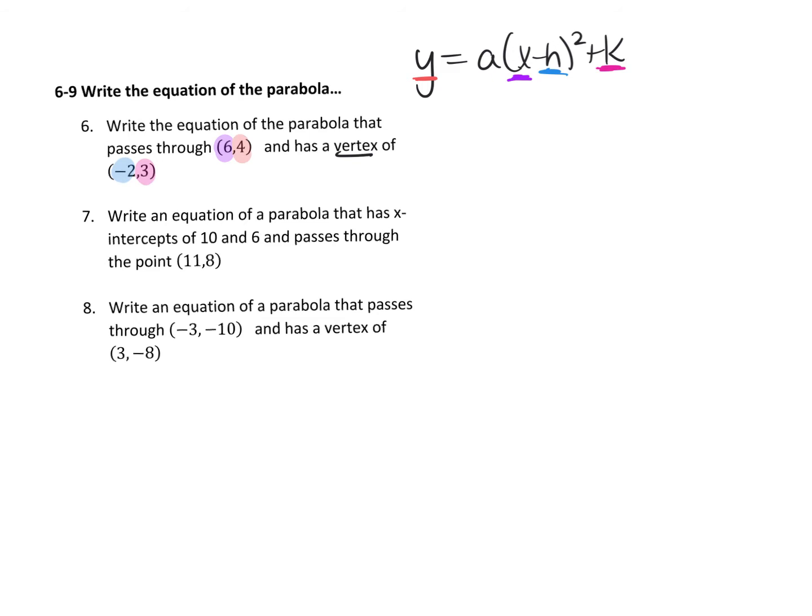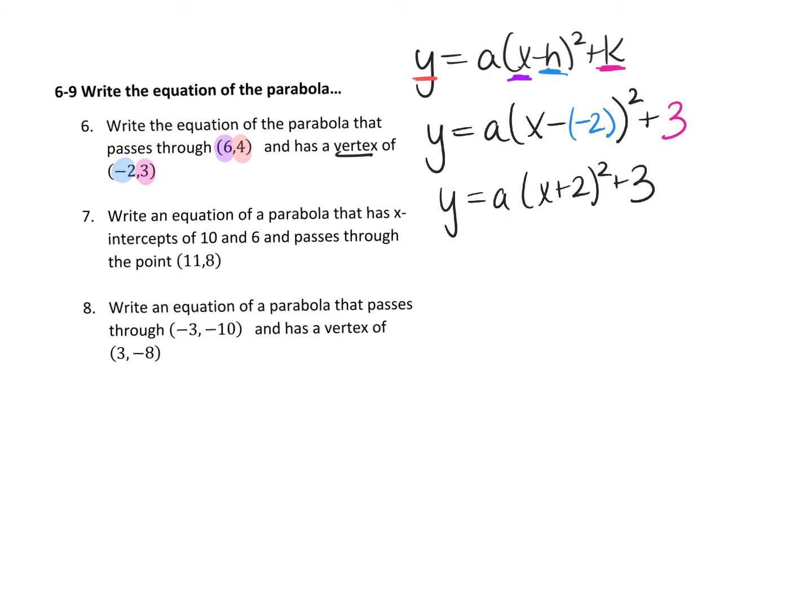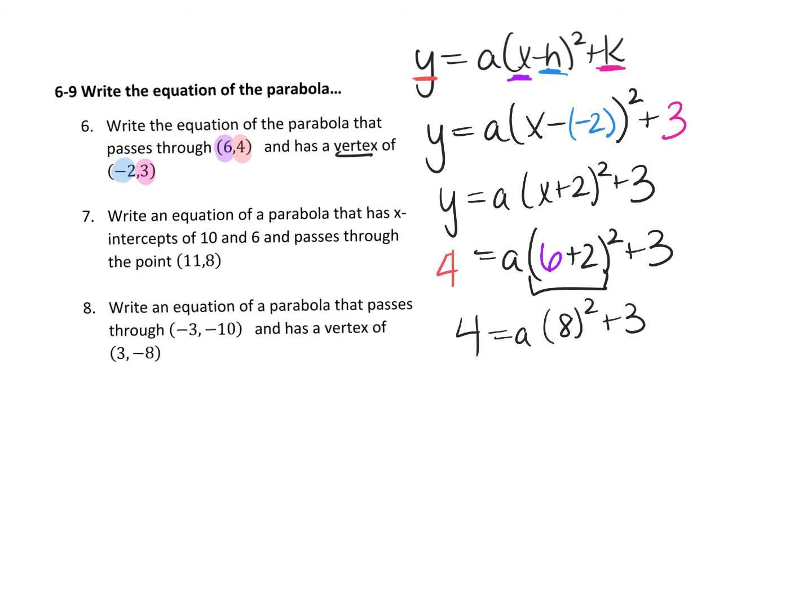So I'm going to plug it in first with just h and k. X minus negative 2 squared plus 3. That becomes y equals a times x plus 2 squared plus 3. Now I'm going to plug in my x and my y. My y is 4. 4 equals a times 6 plus 2 squared plus 3. Now I can simplify the parentheses. 4 equals a times 8 squared plus 3.